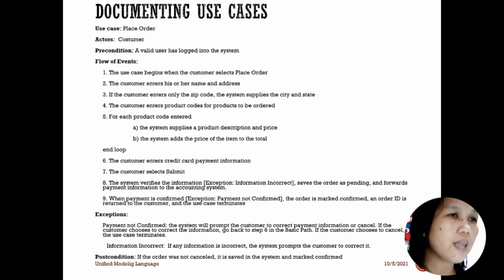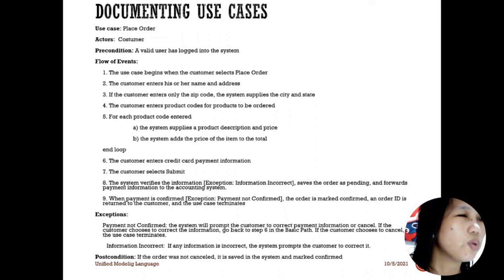So here is an example of how to document use cases. The use case, for example, is place order. So who are the actors here? We have the customer. The precondition here is that a valid user has logged into the system.